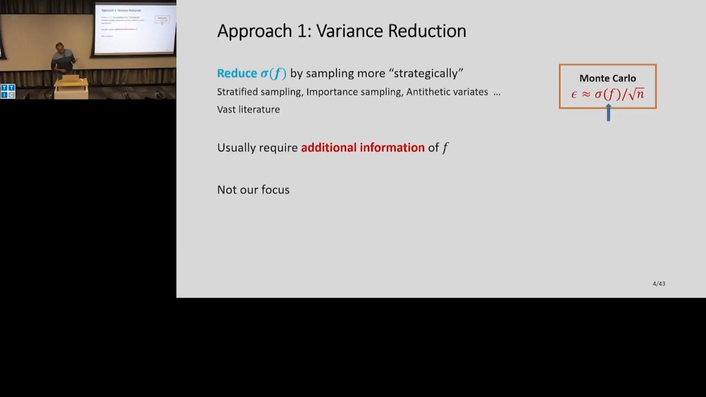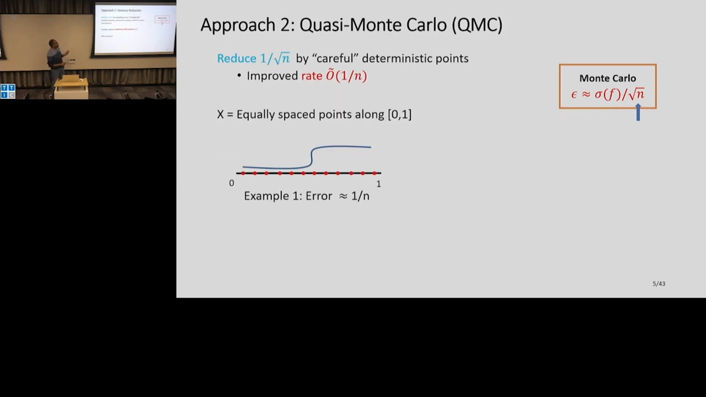Okay, so there are two approaches to improve this dependence. One, which will not be our focus, is the variance reduction techniques. These techniques target reducing this by sampling more smartly. And again, there's a whole zoo of these techniques. Maybe some of these things are things you've heard of. But usually they require knowing some additional information about f to use them effectively. Okay, so there's a second method, which maybe is less known in the TCS community. It's again a huge area for the last 50, 60 years. And I'll talk much more about it. These are called Quasi-Monte Carlo methods.